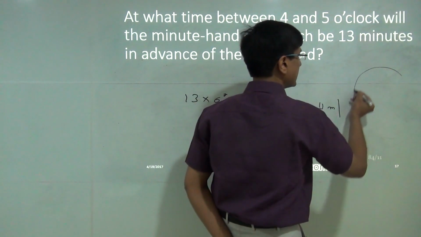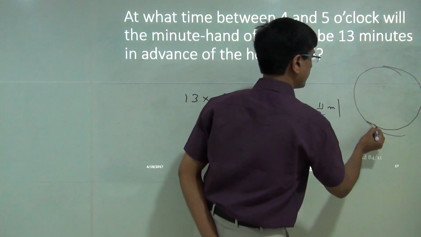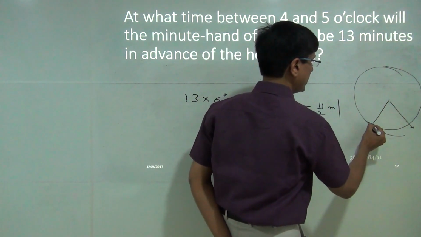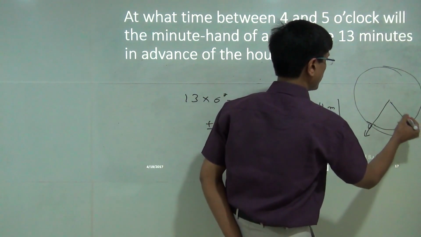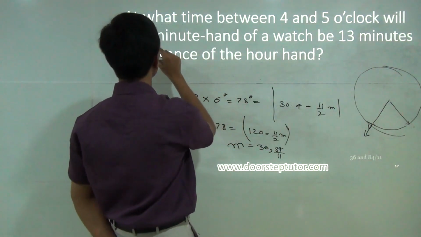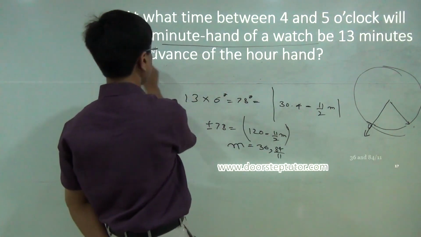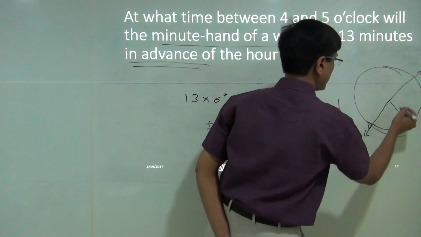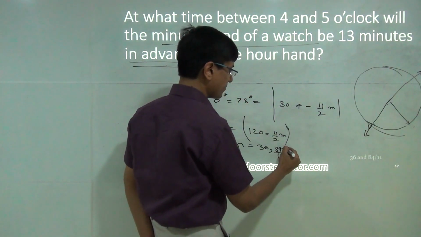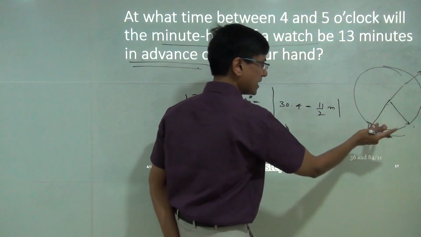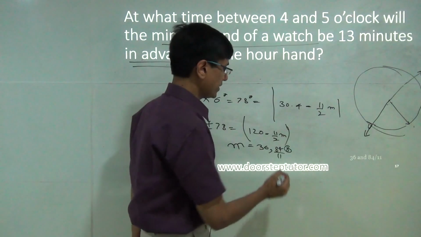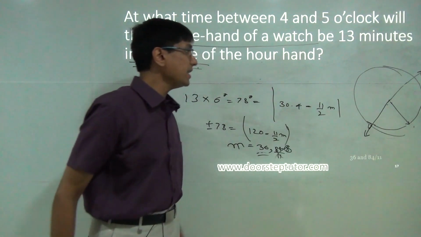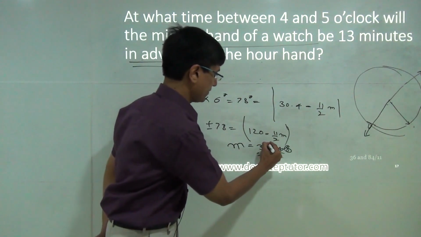And the twist is that the examiner is only asking you for the value of m when the minute hand is ahead of the hour hand, and you have to know that from the question. Minute hand of a watch is 13 minutes in advance, right? Note that. So in advance of the hour hand. So these are the two times. This is roughly 8 minutes, and here the minute hand is behind the hour hand. We don't want that, so we'll cancel this and we'll only retain this value when the minute hand is in advance of the hour hand: 36 minutes.